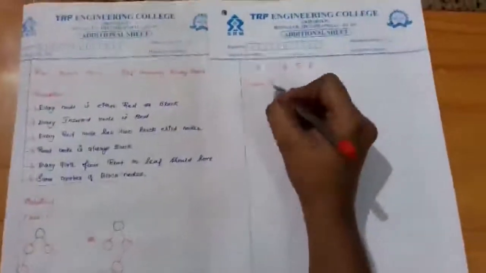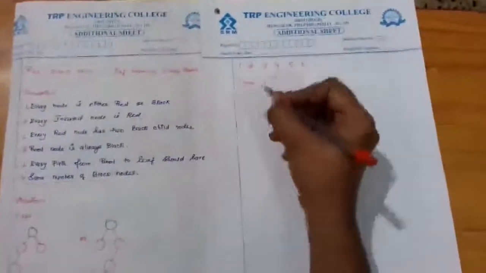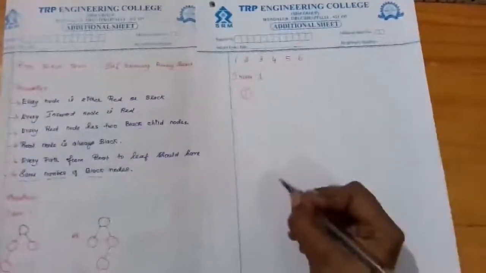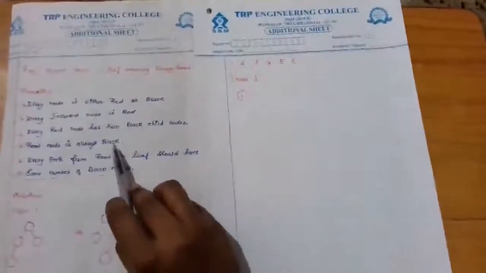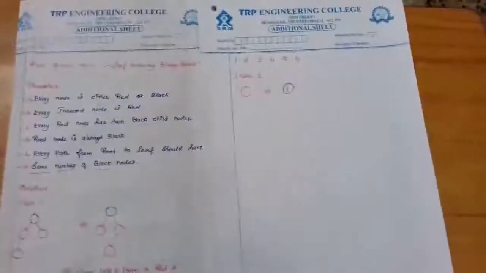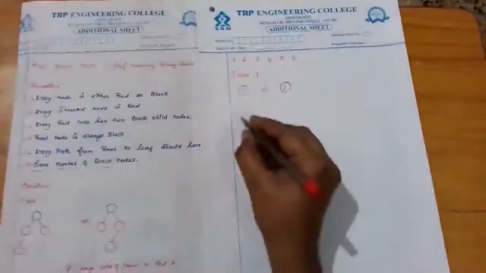So the property is, if I am going to insert some node, it should be in red color. So I am going to insert 1 as red color. We have another property: the root node color should be black. So 1 is a root node, we need to change the color of the root node to black. So now the insertion of 1 is over.